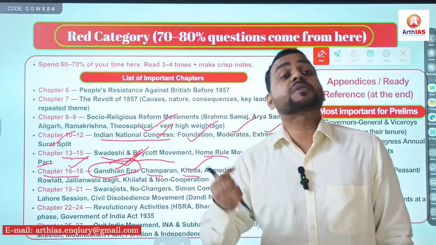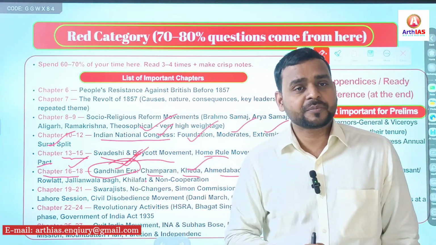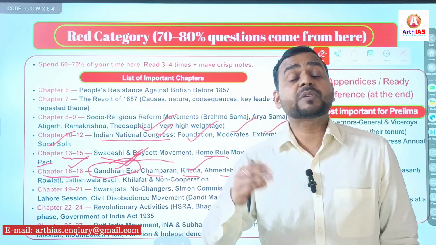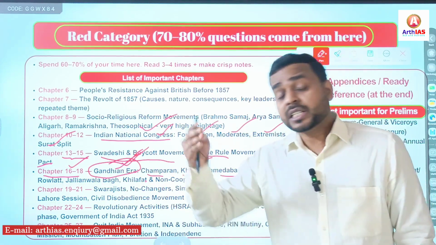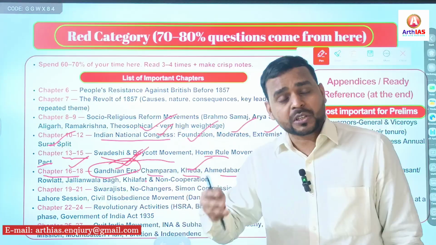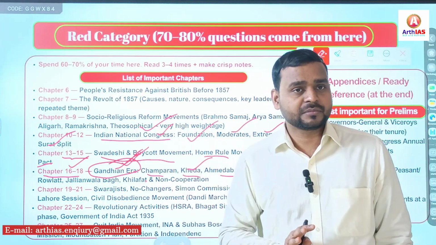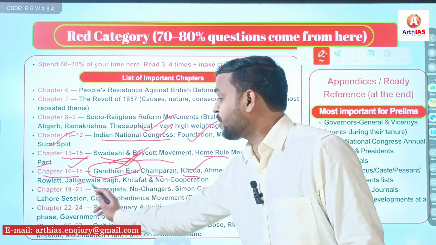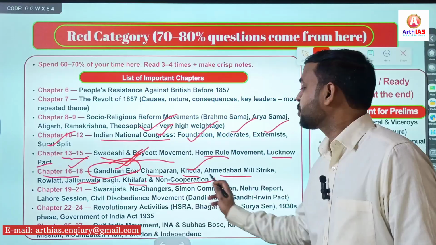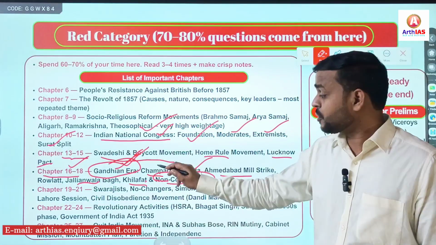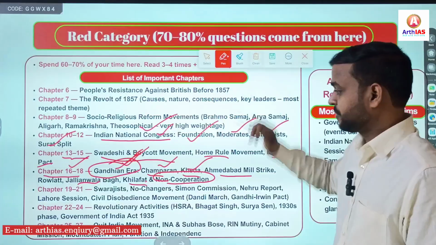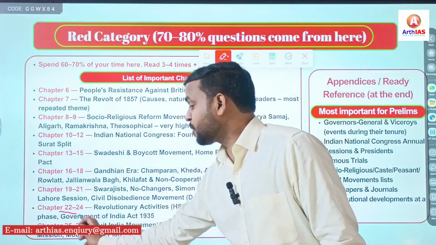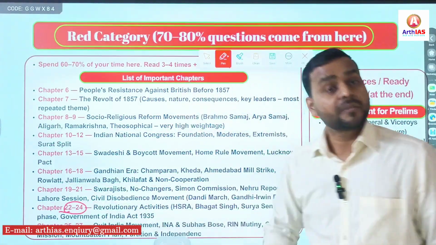Right? Where did the first civil disobedience movement take place? Which was the first hunger strike of Mahatma Gandhi? Right? So such types of questions with multiple options are given. Next, Jallianwala Bagh, Khilafat and non-cooperation movement are also very important.